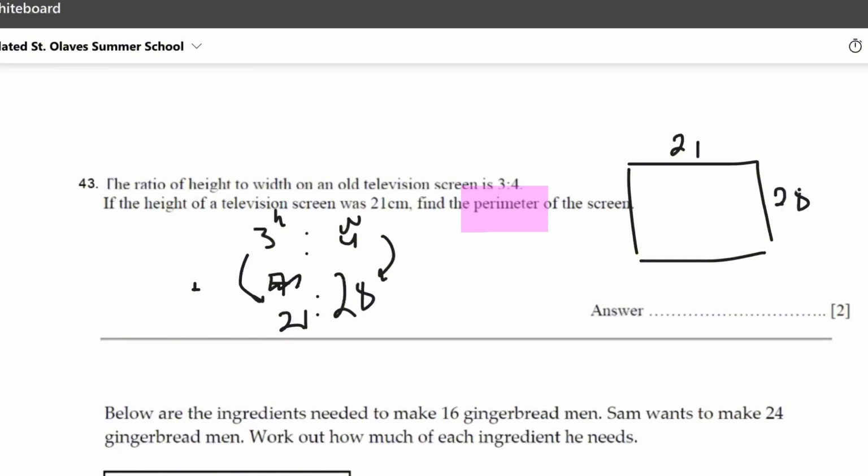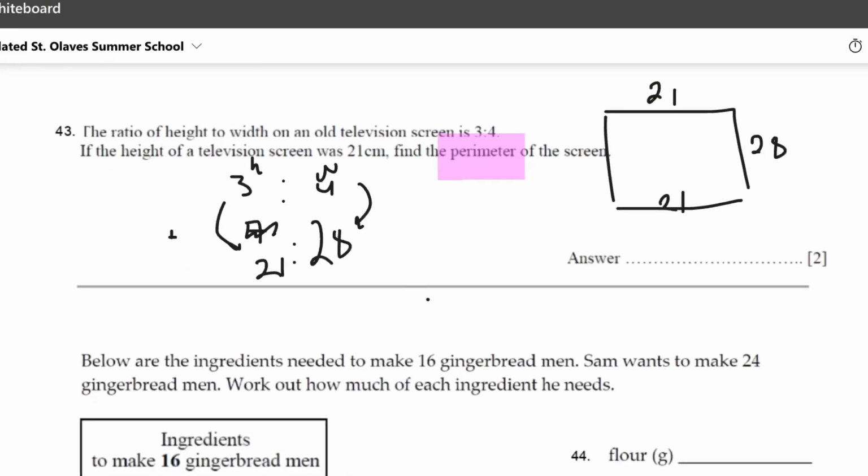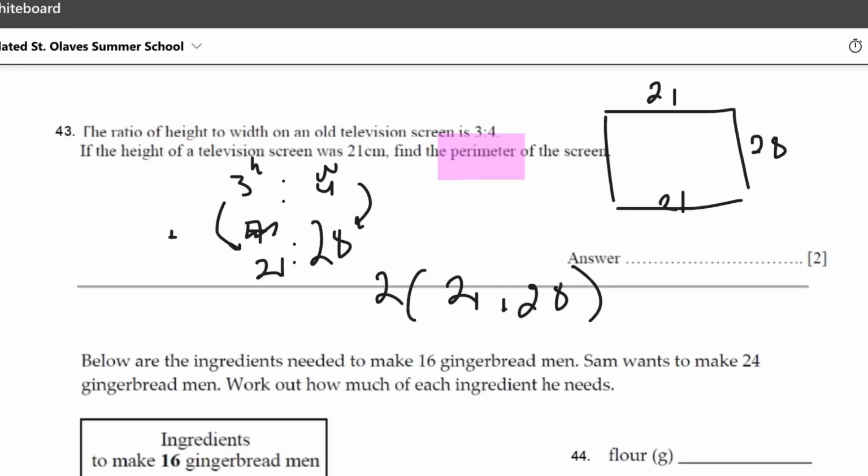Now to help me visualize this better, I'm going to put down these measurements here. So now I can stop dealing with ratios, which sometimes can get confusing, and now we're just dealing with simple perimeter, which we've done since we were young. So 21, remember each side we have to multiply. I'll write down the formula over here. We get 21 plus 28. That's the formula because you have to multiply each of them by 2 and then add them together. You end up getting 2 times 49, which is going to give you 98 centimeters.